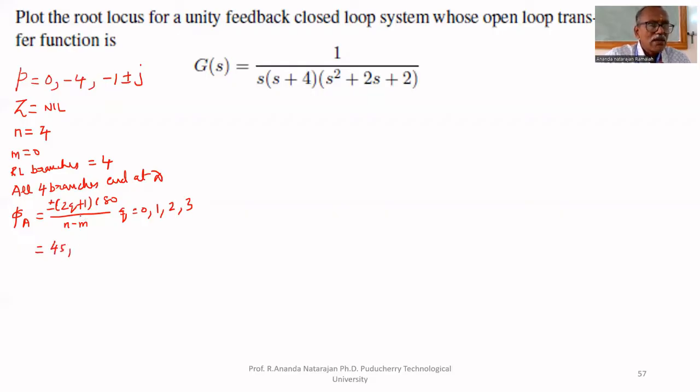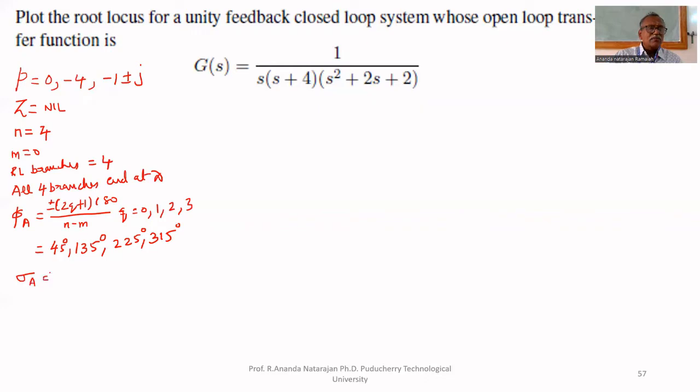Am I correct? 45, then 135, then 225, then 315. So these are the angles at which the asymptotes will approach infinity.